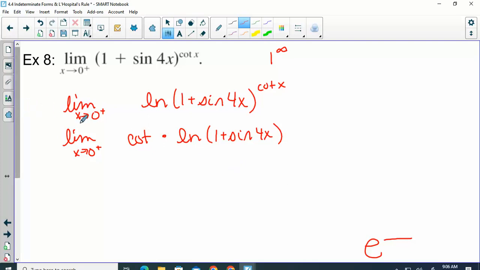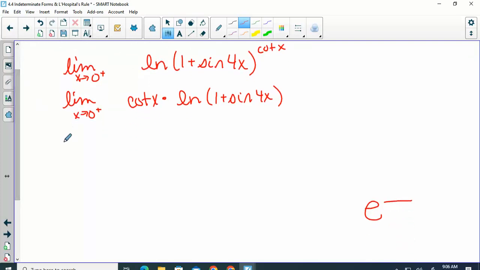Okay, and then this is a product like we saw yesterday. And when we have products, what do we want to do with those? We need them to be fractions. Which would be easier to move to the bottom, a cotangent or a natural log? Cotangent. Don't ever try to move the natural log to the bottom.